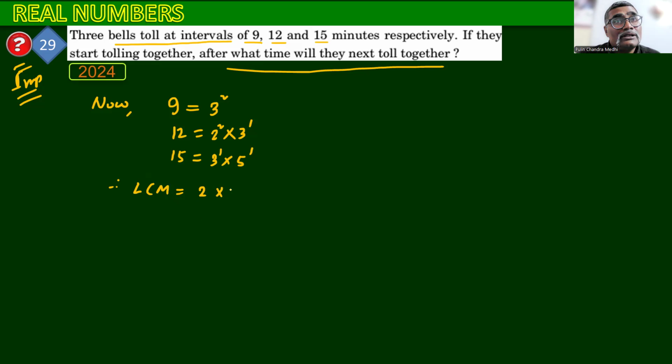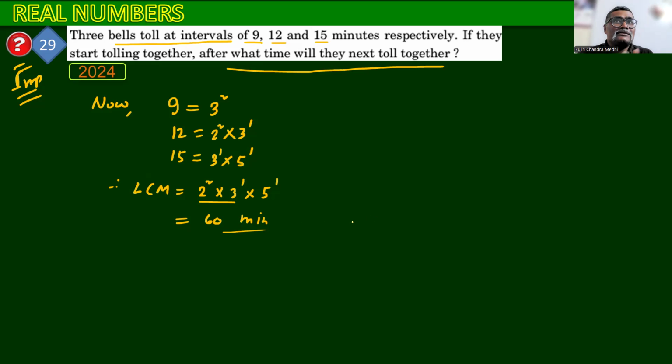So for LCM, you need all the factors with the highest powers. So 2, what is the highest power? It is 2. 3, what is the highest power? 1. 5, 1. So 4 3s are 12, 12 5s are 60. So after 60 minutes, they will again ring. That means if now it is ringing, after 60 minutes, again they will ring together, all the three. After 60 minutes means 1 hour.